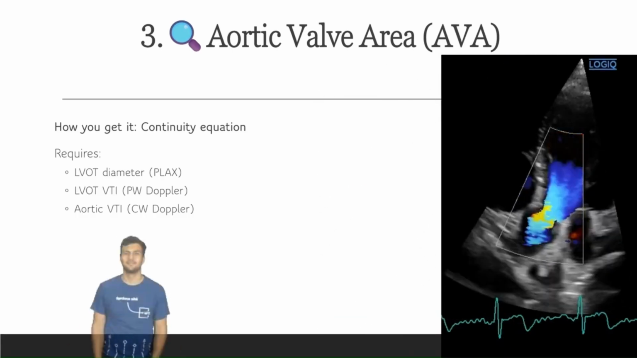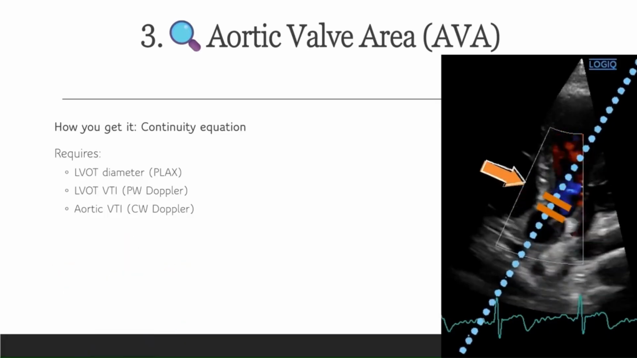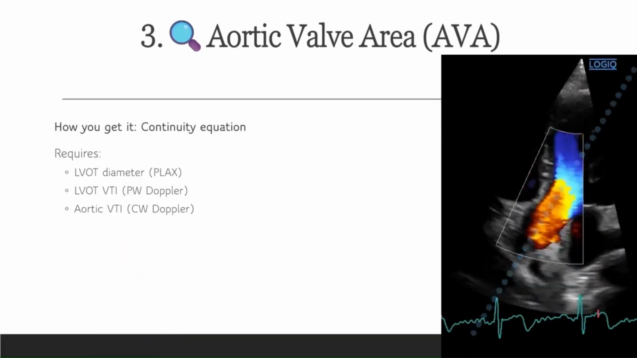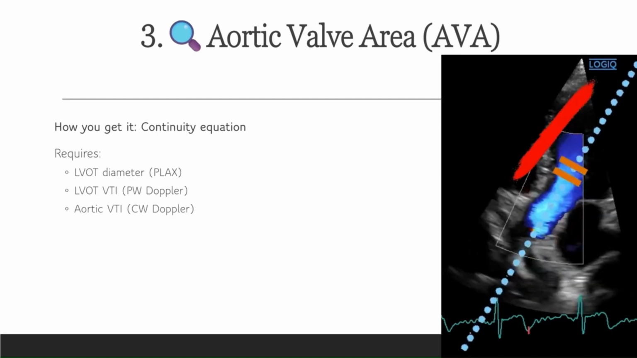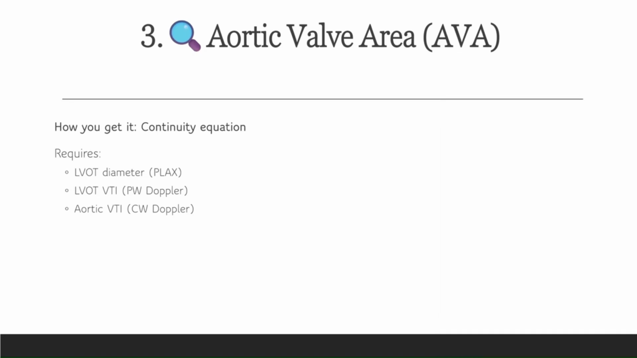For this measurement, remember, if you're too close to the valve, you'll start sampling the stenotic jet, which is wrong. If you're too far into the LVOT, you'll receive weak or less accurate signals.